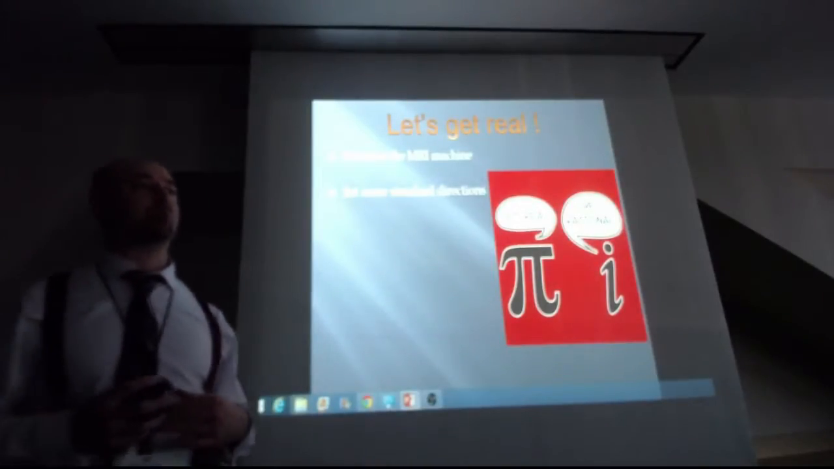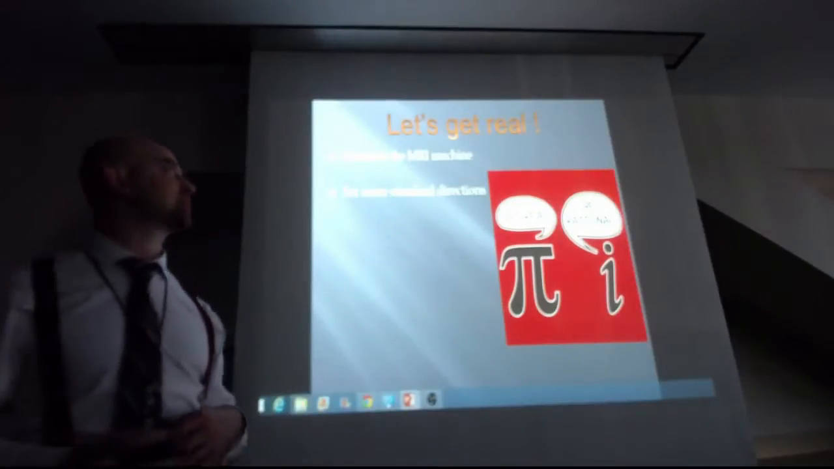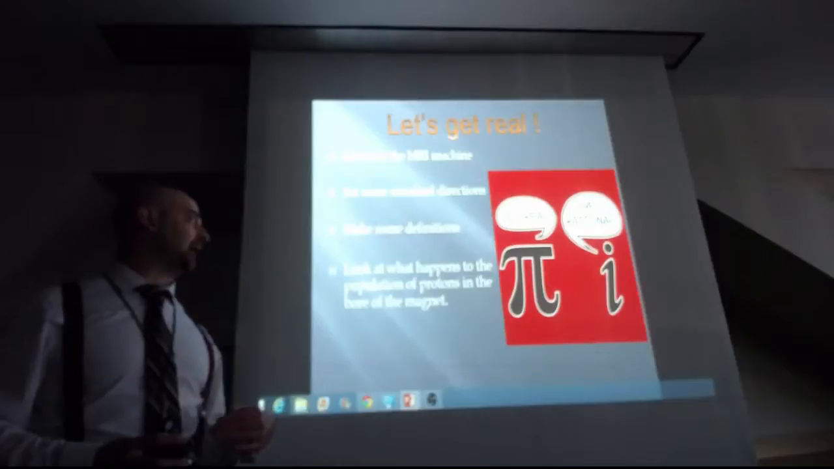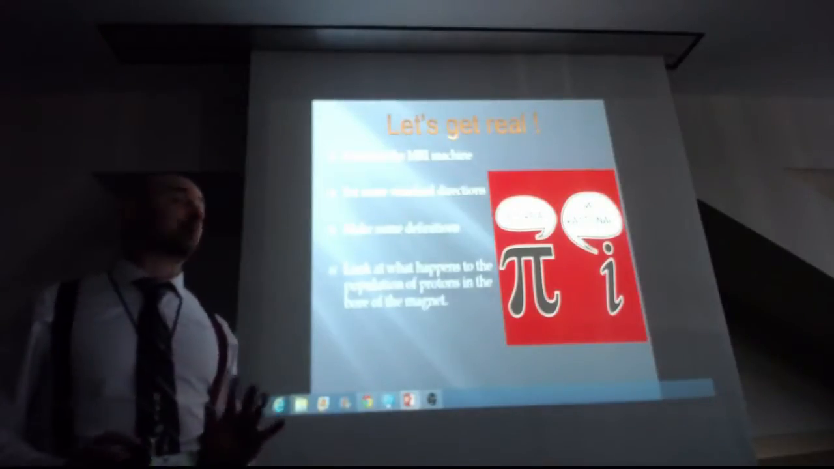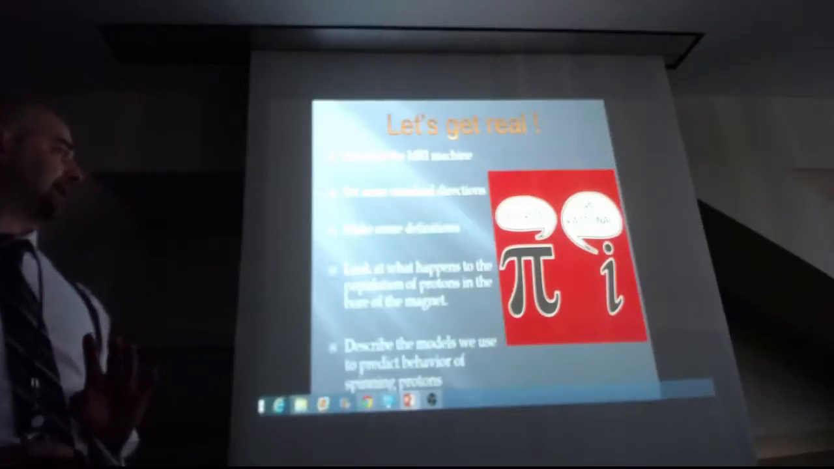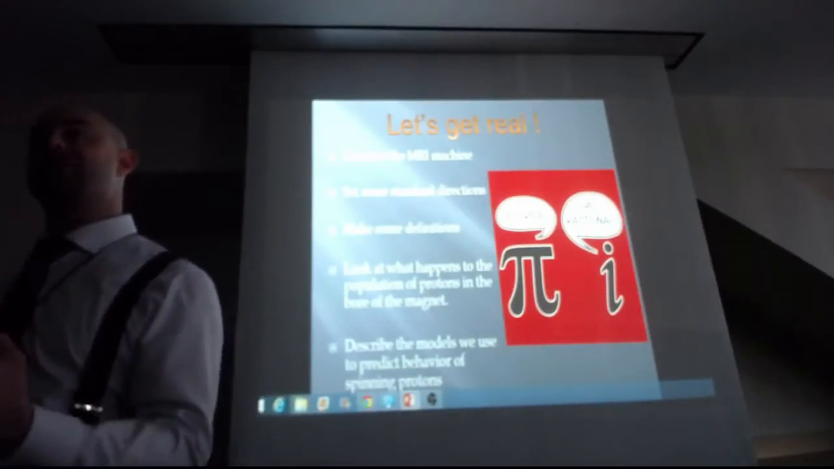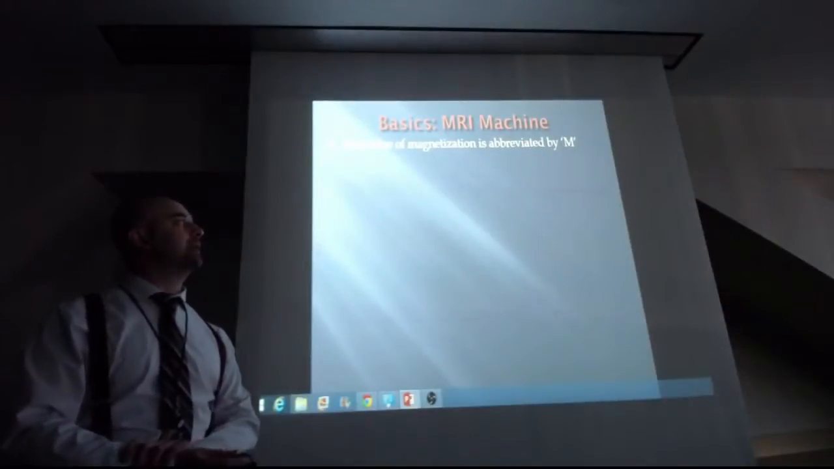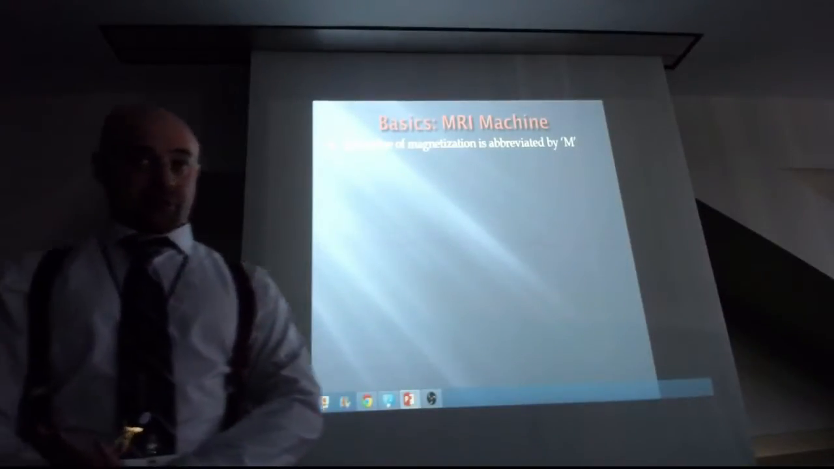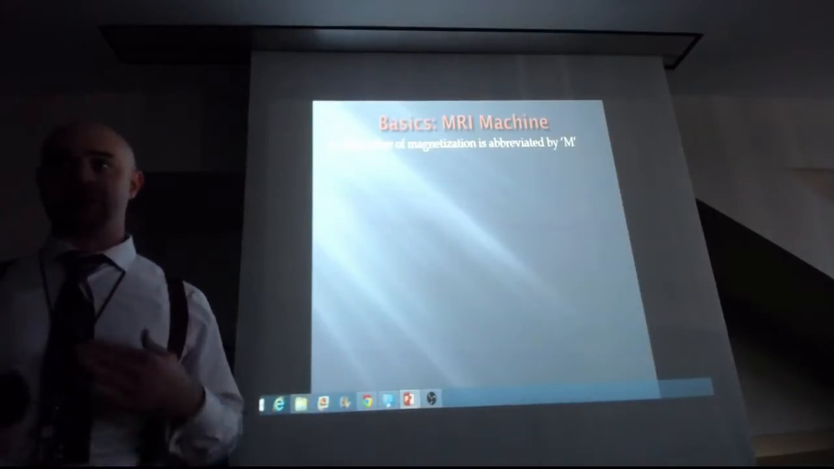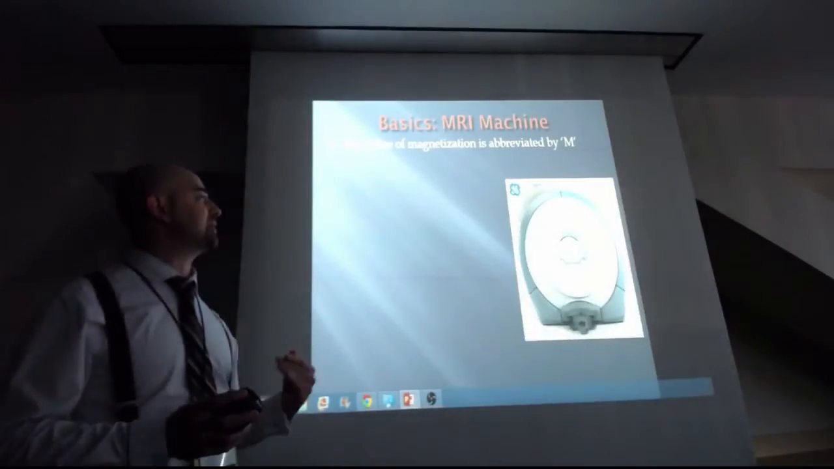There are a lot of words and terms that people use, and they're hard to keep straight sometimes. So I want to go over them all and make some definitions. Let's start by looking at what happens to a population of protons in the bore. We're also going to describe the models that we use to talk about these. Speaking of terms, any magnetization is going to be called capital M. There are a few different kinds.